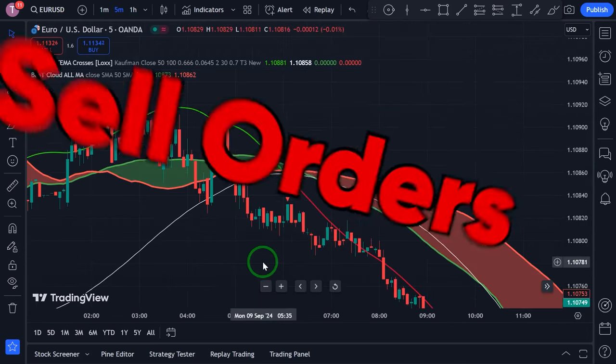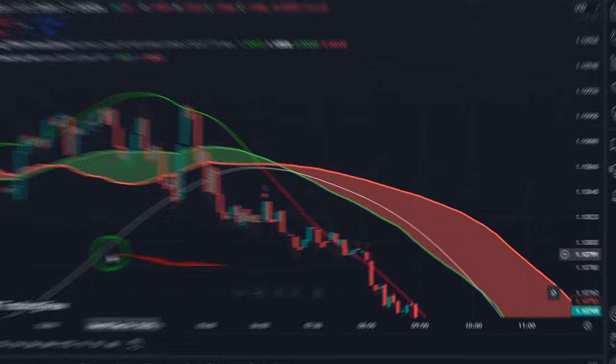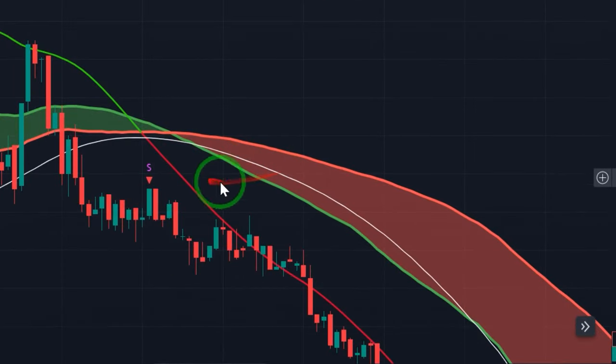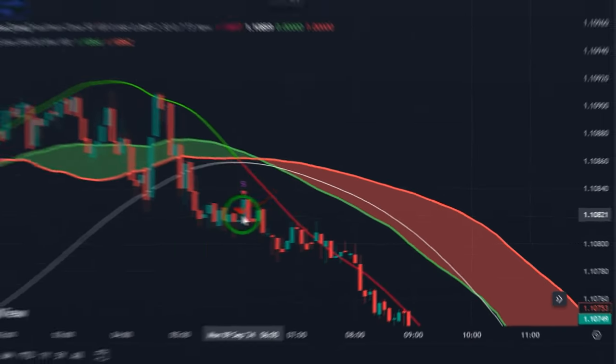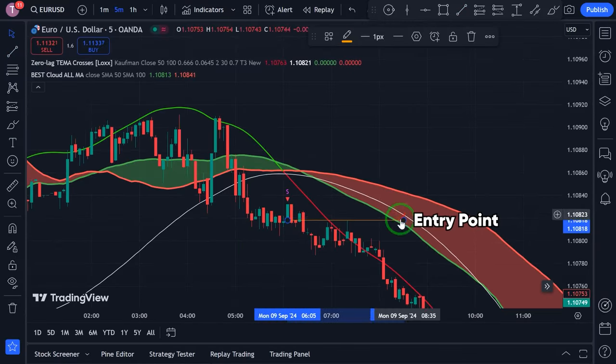For sell orders, we first need to ensure that we are in a downtrend. After that, we should look for a sell signal at this point, meaning a signal marked with the letter S on the chart. After that, we need to make sure that the color of our first indicator line is also red. If all conditions are met, we realize that we have found a suitable entry point.